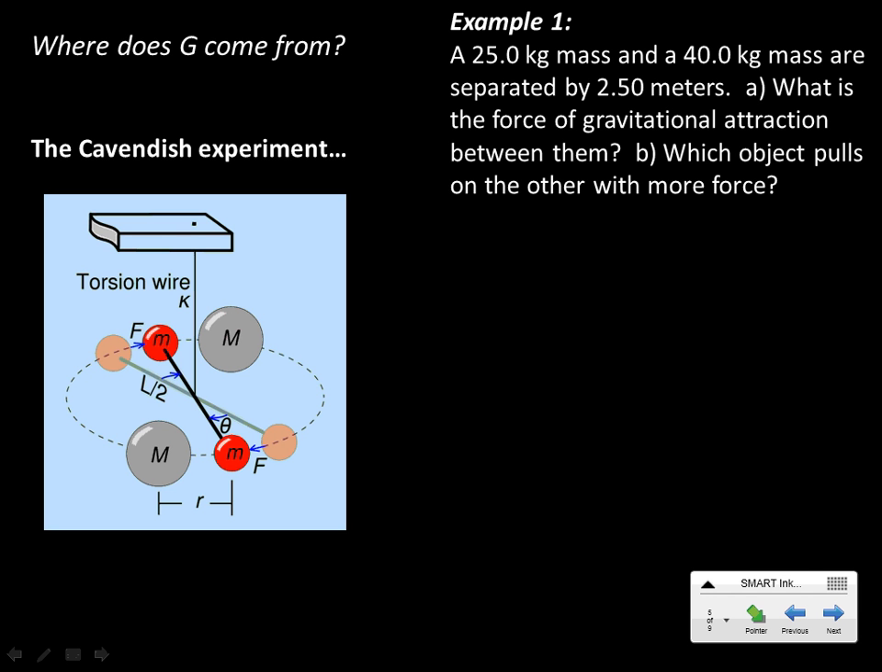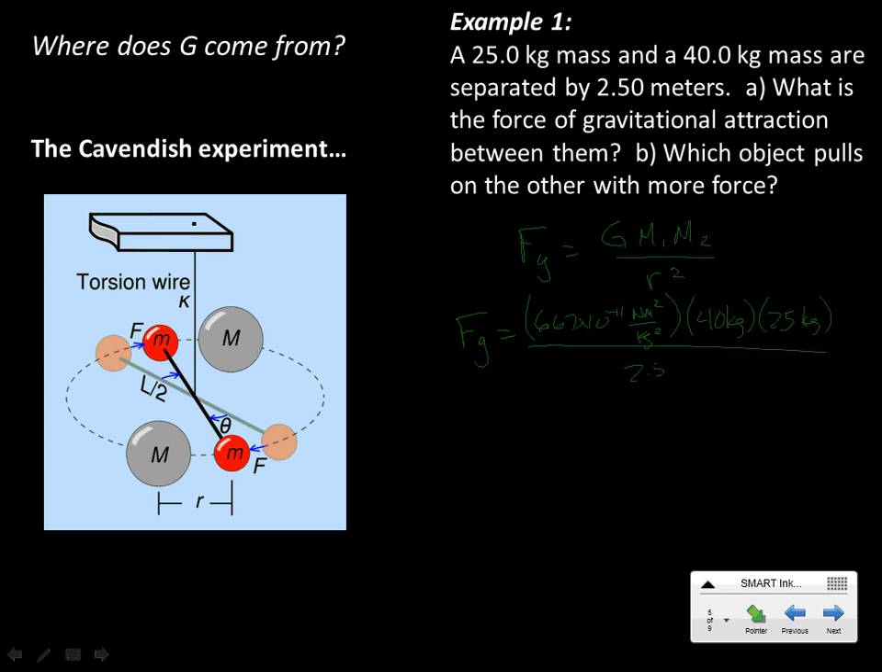So here's a super simple example. We have two masses separated by a known distance. What's the gravitational force between them? Duh. So why not start simple, right? Fg is G m1 m2 over r squared. Let's see. All we've got to do is plug and chug, as they say. 6.67 times 10 to the negative 11th newton meter squared per kilogram squared, times 40 kilograms times 25 kilograms, divided by 2.5 meters. Don't forget to square the separation.